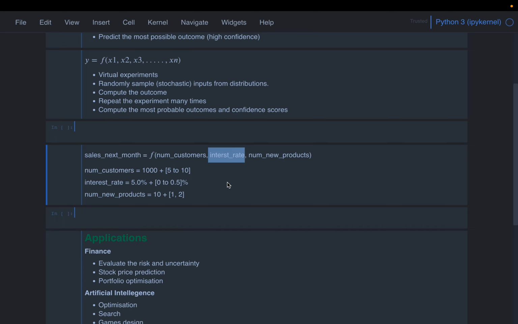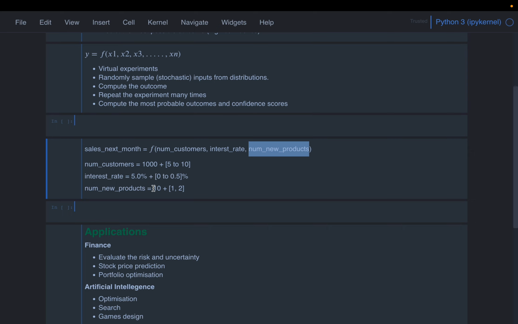25%. And finally, our third variable, the number of new products. Let's say the current month we have 10 products, and every month we will be launching 1 to 2 new products. So we may launch one product or we may launch two products. So next month we may have 11 products or we may have 12 products. Let's say they are equally probable. So even for this simple problem with only three variables, each variable has its own distribution.